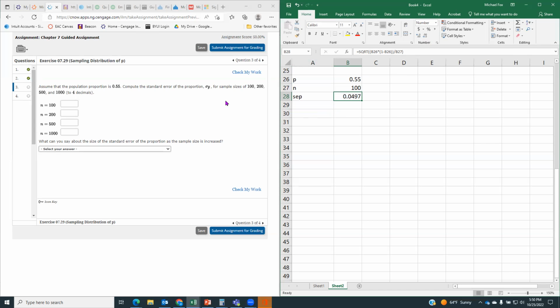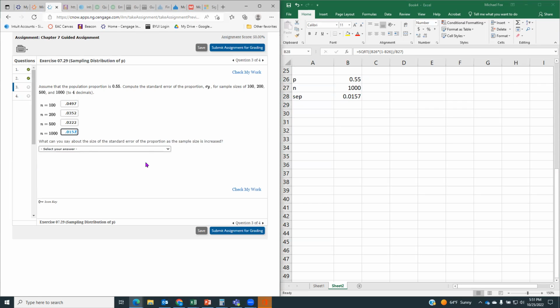So I have 0.0497 as my standard error of the proportion with an N of 100. If I increase my N to 200, so I take a larger sample, now it's 0.0352. If I increase my N to 500, it's 0.0222. And if I increase my N to 1000, it's 0.0157.